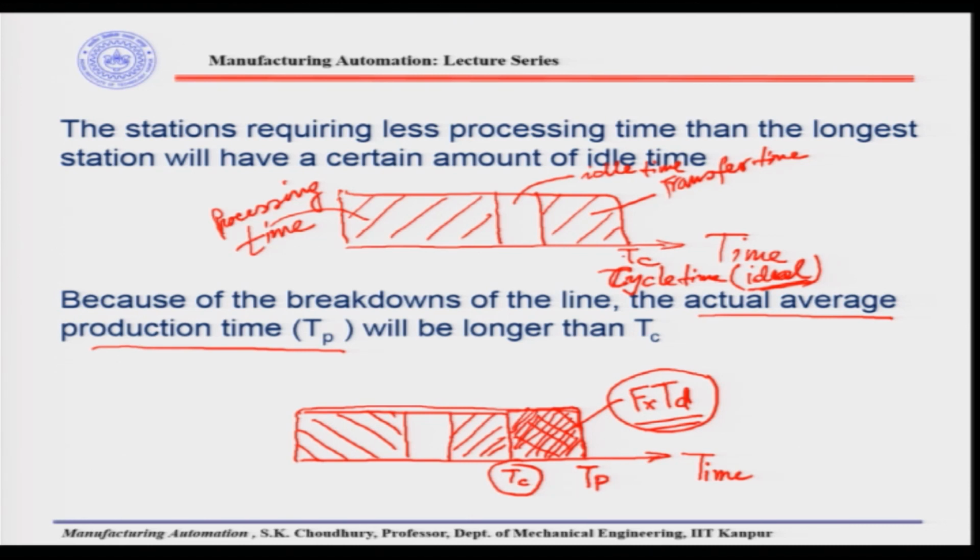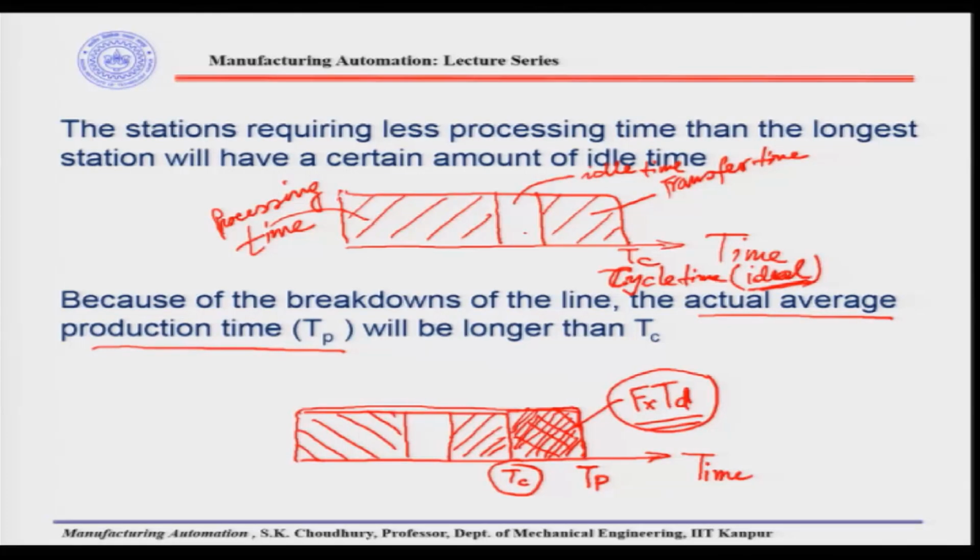Now, this Tc is given for the longest workstation, as I said. That means, for the station which needs the longest time for processing, either assembling or processing. Therefore, those machines which take less time than the longest processing machine will have some sort of idle time. That means, they have to wait for the longest workstation to complete the job and then do the next operation.